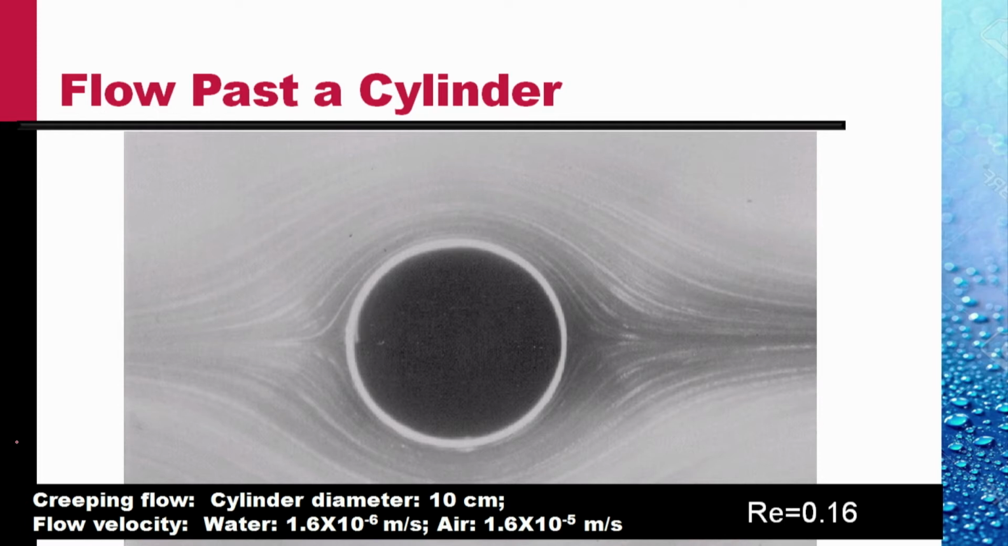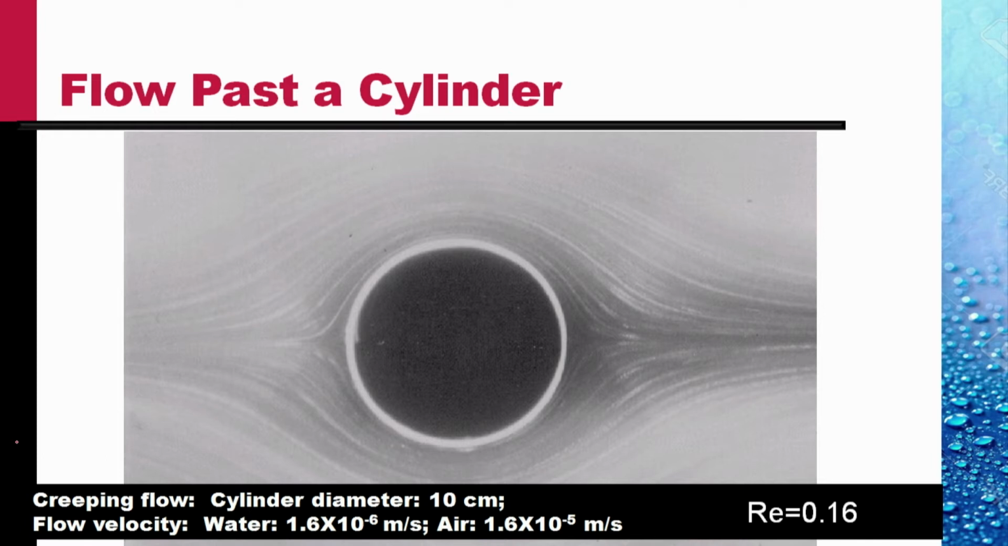The following series of pictures shows flows past a cylinder. The flow is made visible by various devices. In this picture, the flow is made visible by sprinkling a powder on the surface of the water flowing past a cylinder and taking a small time exposure photograph.